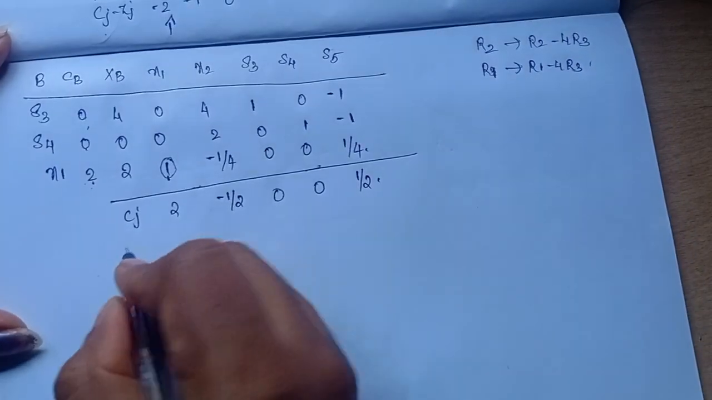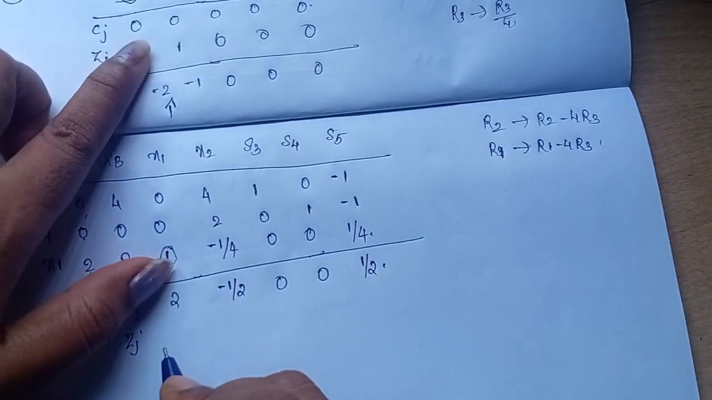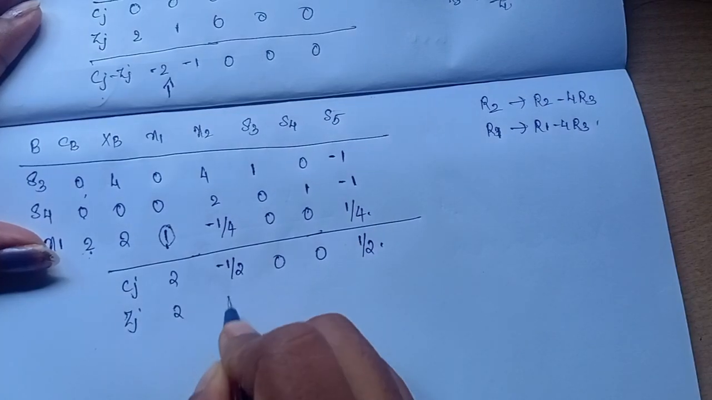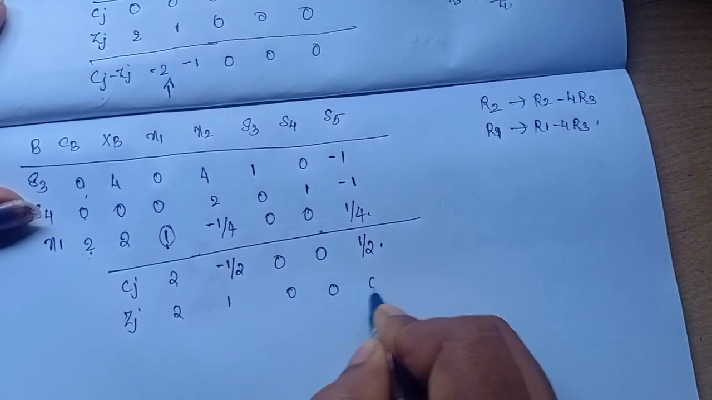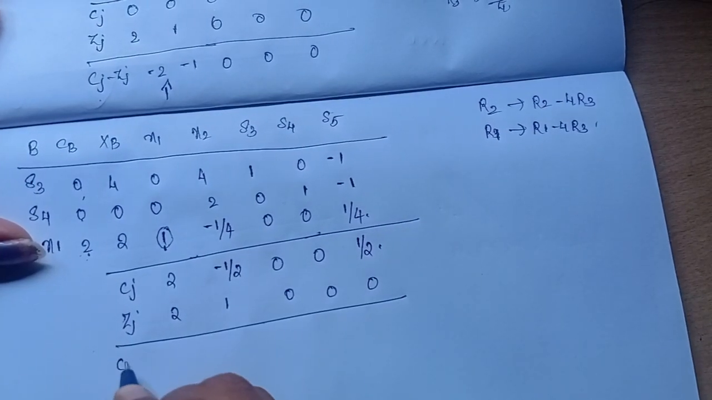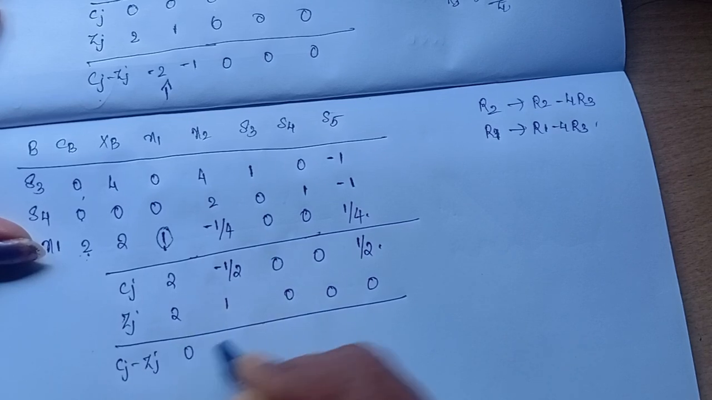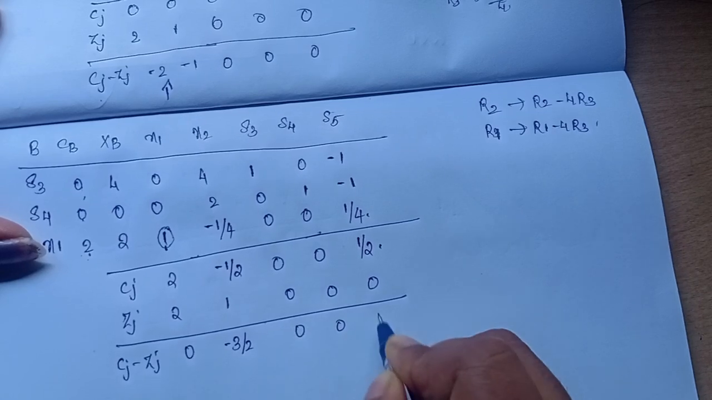ഓക്കെ, ഇനി ചെയ്യുക Zj. Zj എത്രയാണ് വരുന്നത്? ഇവിടെ എഴുതിയിട്ടുണ്ടല്ലോ 2 1 0 0 0. So Cj minus Zj is what? 2 minus 2 is 0. This is minus 3 by 2. 0 0 1 by 2.